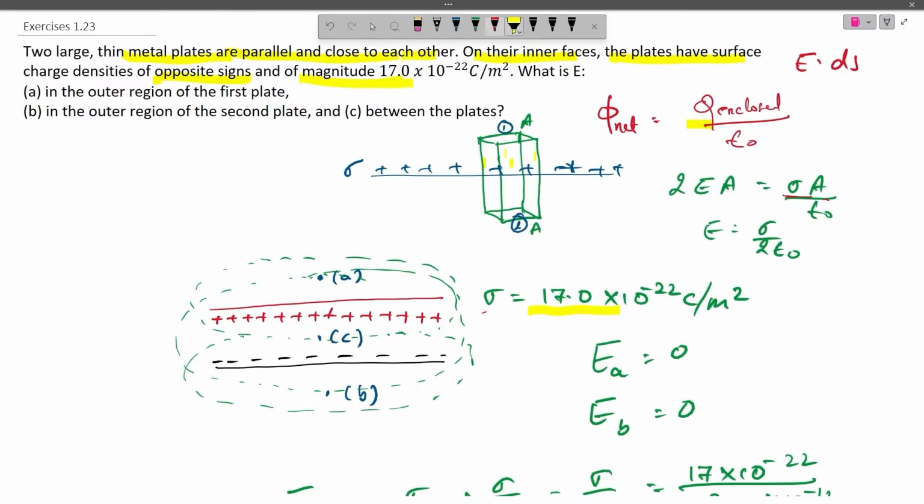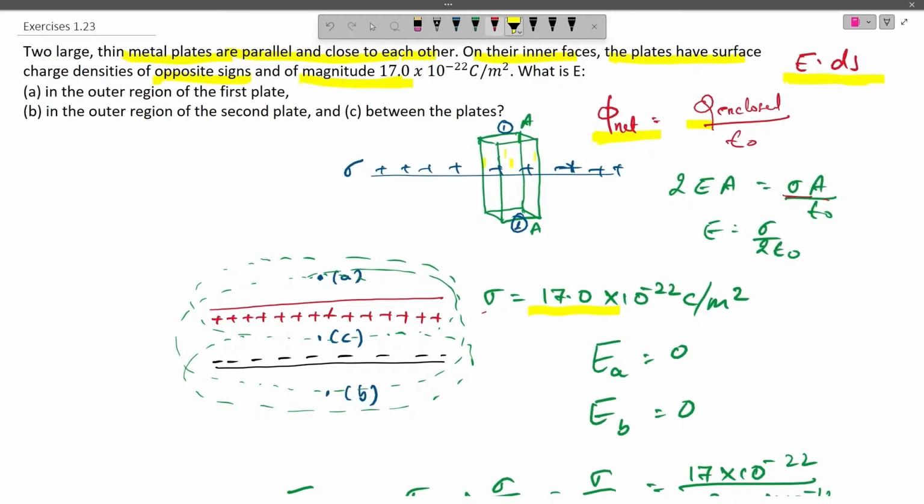outer region of the second plate, that is this region, and between the plates, that is this region. Now we can leverage the Gauss law in this, which states that net flux from any surface is equal to Q enclosed, that is the charge enclosed in that surface, divided by epsilon naught. Now flux is given as E dot ds, or the dot product of the electric field and the area vector. Now the geometry in subject is of thin metal plates parallel to each other.